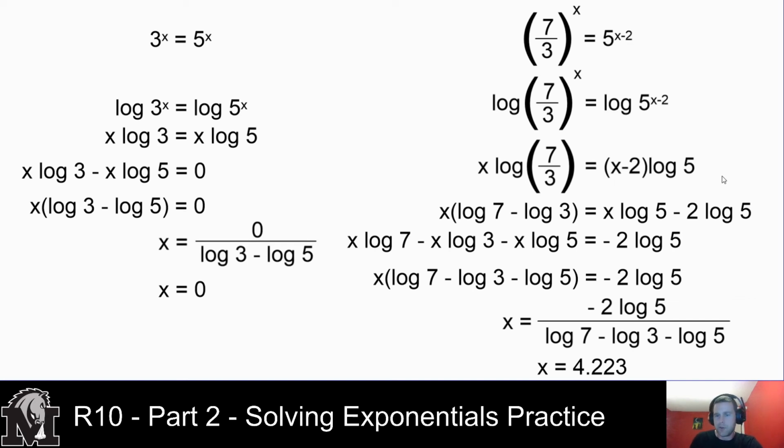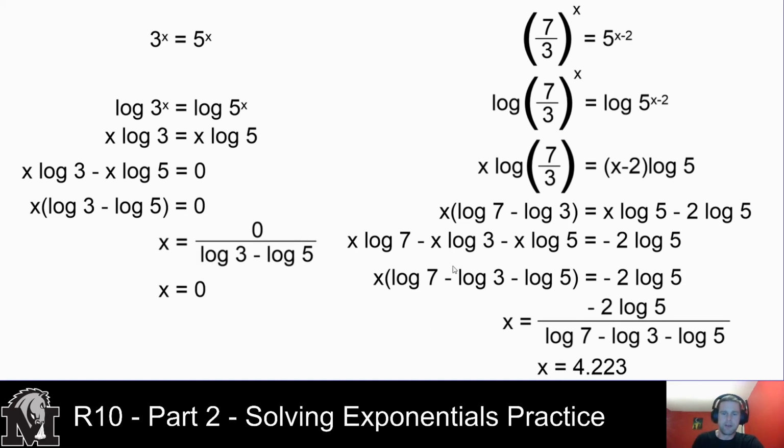I kind of do two things in my next line. So I multiply the x through the brackets here. So x log 7 minus x log 3. And then I move this x term over to the other side as well. I do that through subtraction. By doing that, I have all the terms with an x on the same side. Then I factor an x out of all of these terms. So divide out an x leaves me with log 7 minus log 3 minus log 5.